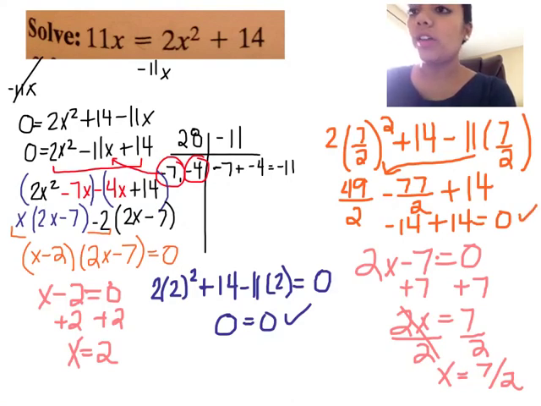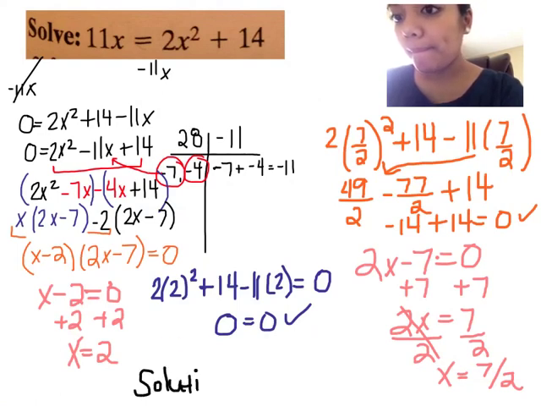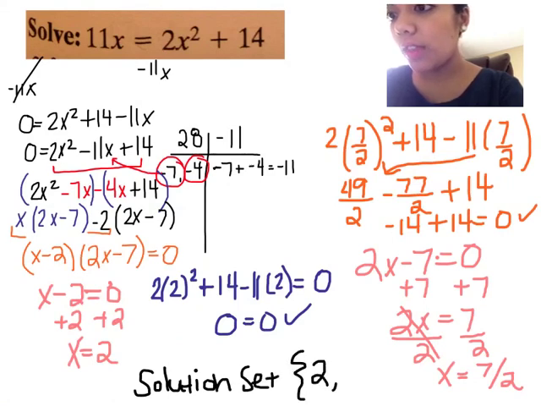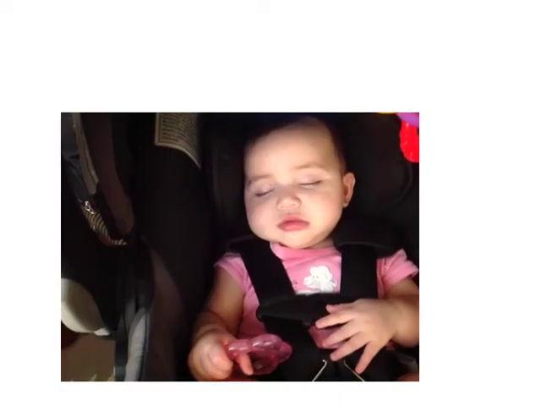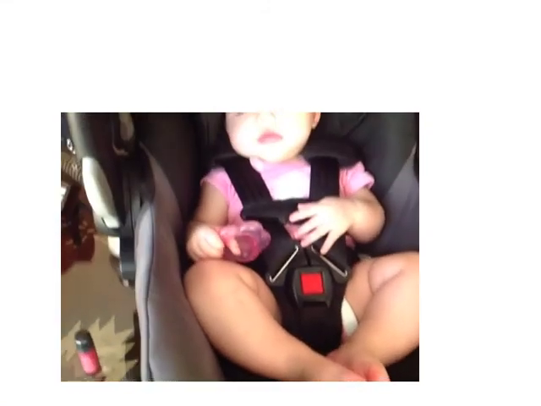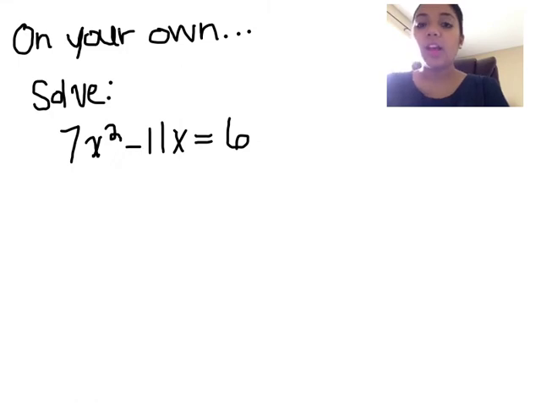And all I did there was plug and chug again. All I did here was plug and chug, and they both work. So that means I would put my solution set as 2 and then 7 halves. Okay, so on your own, I want you to solve 7x squared minus 11x equals 6, and then we're going to go over this tomorrow.